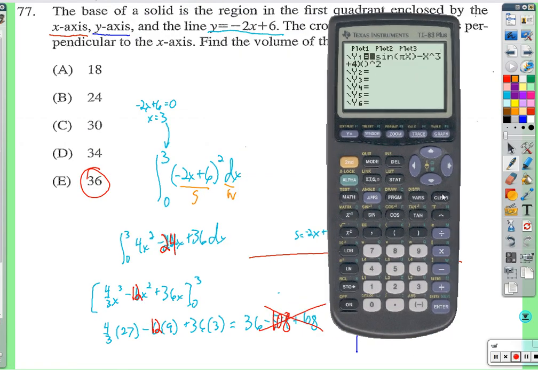So really quickly, we're on our last thing, put this in there. We don't even want to expand it out. Okay, we're going to square it. Negative 2x plus 6 squared. Right away, we can hit second calc, go to number 7. You go from 0 to 3 once it's done drawing. And we have 36. There it is.